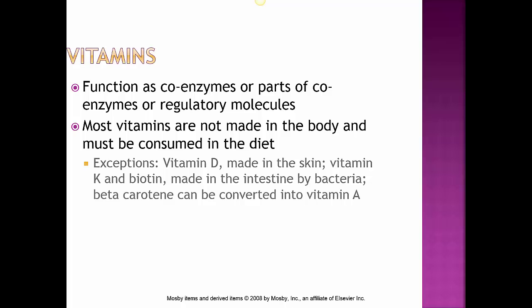Vitamins. A lot of our vitamins are going to be used as parts of coenzymes or as enzymes themselves. And so a lot of times these things have regulatory capabilities: they can speed up certain metabolic processes, or they're important for certain metabolic processes to go on. An example of this would be vitamin D. Vitamin D is very important in moving calcium in and out of the bones as the body needs to use it.